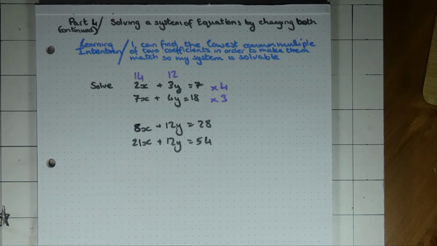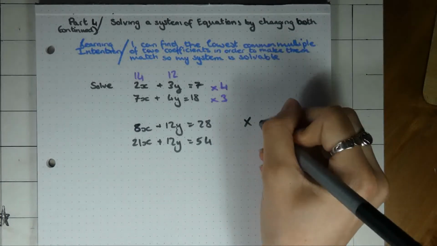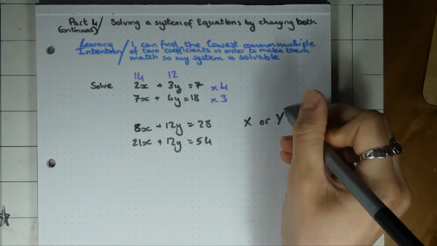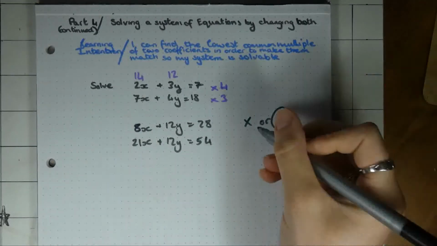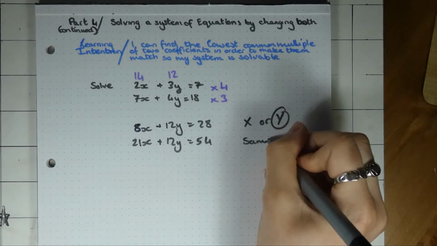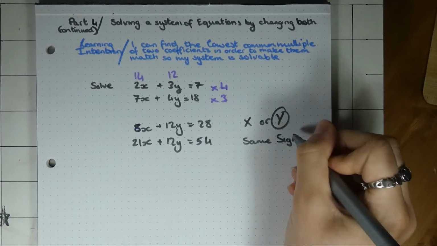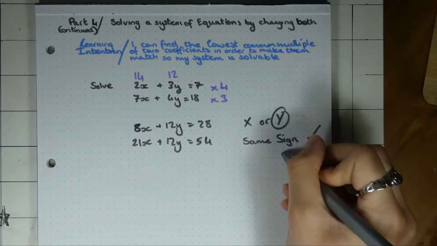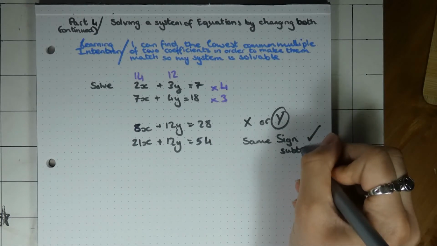And we just continue how we have every other time. X or y: 8, 21, 12, 12. We are going to make the y disappear. How do we make the y disappear? Do they have the same sign? Yes, they're both positive. So we are going to subtract.